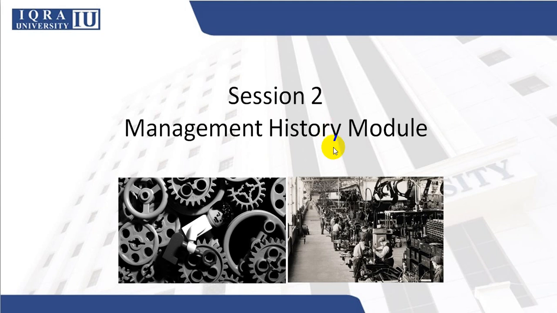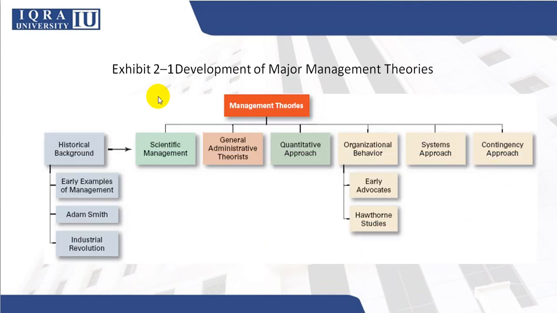This session will be focused on the management history module and how it is beneficial, and we're going to learn many things with the help of this module today. Let me give you a little framework with the help of Exhibit 2-1, the development of major management theories. We're going to begin with the historical background. We will discuss some examples of management, then Adam Smith's concept, then the Industrial Revolution. Then we will proceed towards scientific management, general administrative theorists, the quantitative approach, then organizational behavior, which is composed of early advocates and the Hawthorne studies. Then we have the systems approach, which we'll discuss in detail, and then the contingency approach.